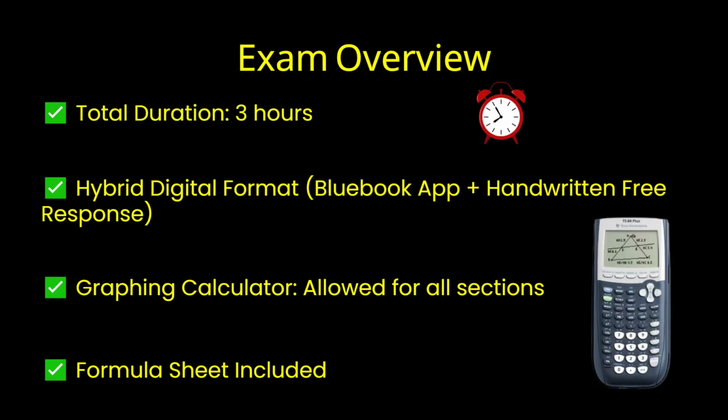Before we get into the details, here's a quick breakdown of what to expect. The exam lasts for 3 hours. It's going to be a hybrid digital format, including both Blue Book and handwritten free response section. You are going to be allowed to use the graphing calculator for all sections, and also you will get a formula sheet. Yes, the AP Stats exam provides you with a formula sheet with the essential statistical formulas and probability tables.